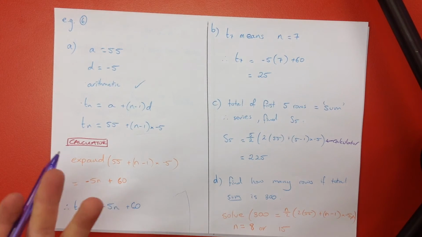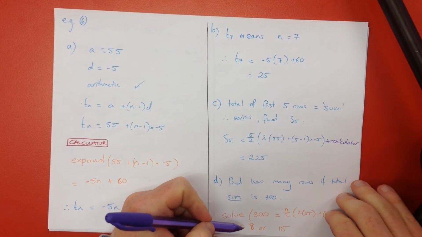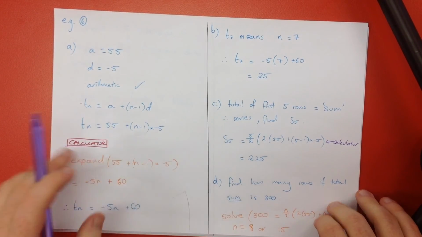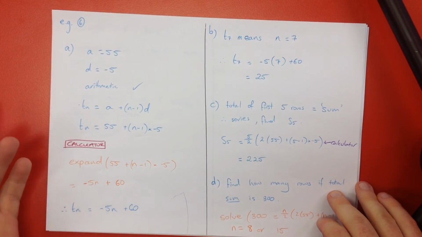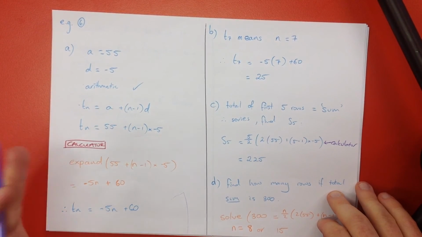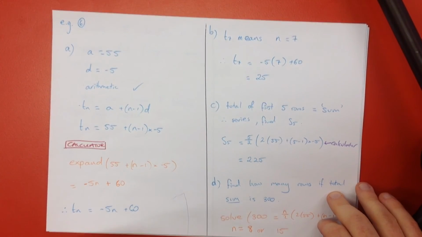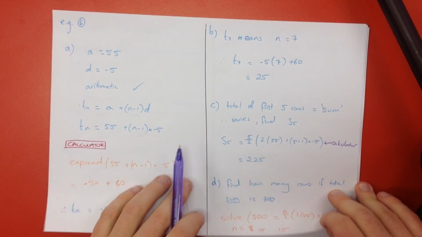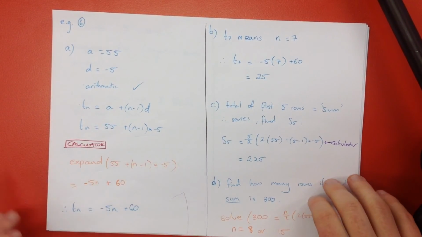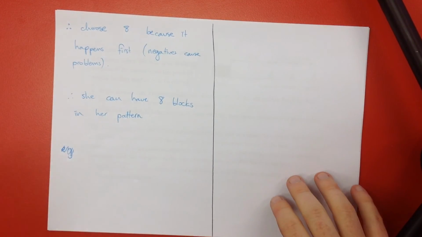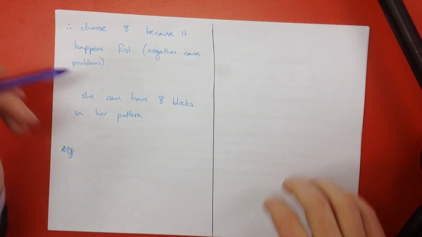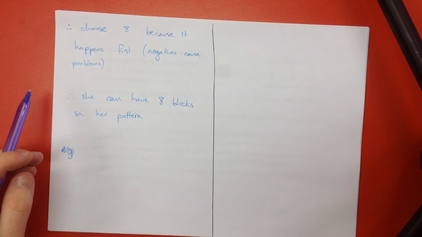We can't have that. So you've just got to remember it's the first one, and trust me, it will always be the first one. This other one is kind of bogus, because we have to follow the laws of physics with negatives, but we can restrict it to the first time we run out of blocks, because we can't have a negative amount of blocks. It will be the first one, is basically what I'm saying to you there. So we chose 8 because it happens first. Negatives cause the problems. So we would state the answer: she can have 8 rows in her pattern.